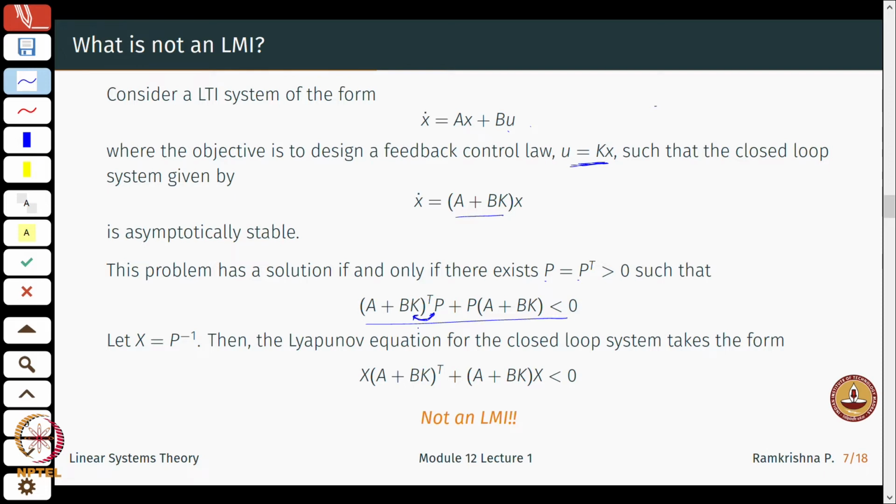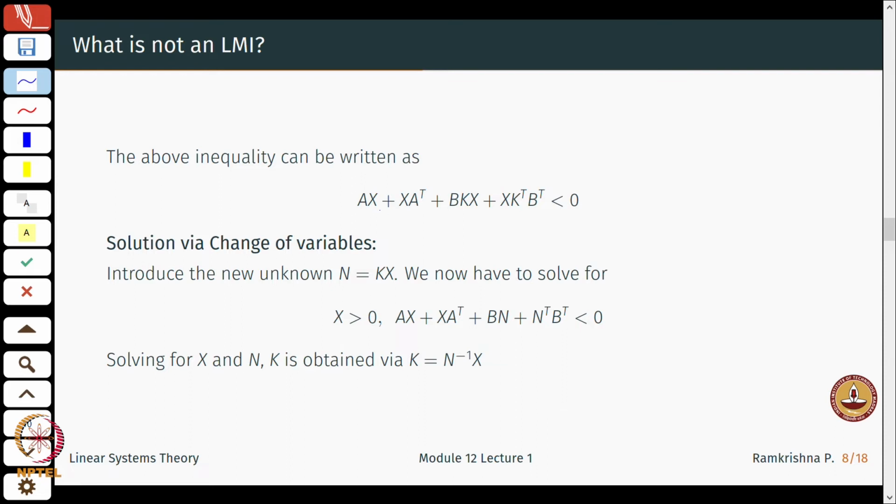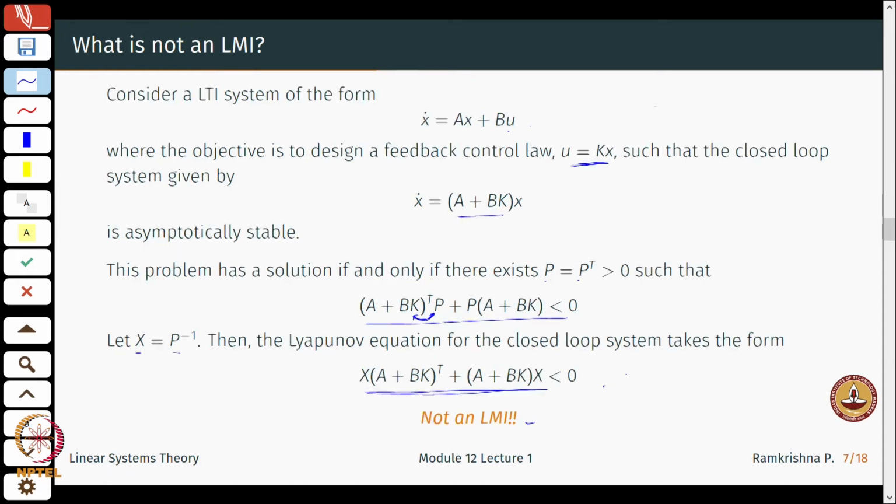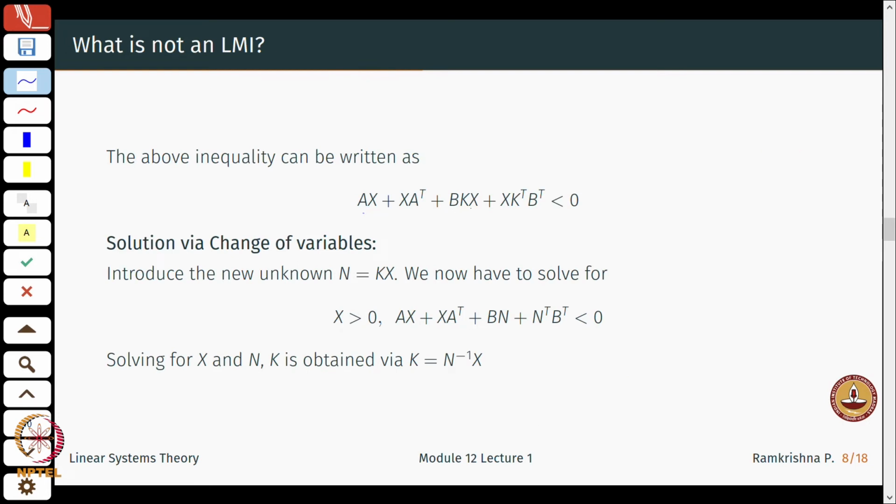Okay, so what do I do with equations like this? The first step that I will do is introduce another variable X as P inverse, and just substituting here and doing some manipulations, I get an expression like this. Okay, this is also not an LMI. So what do we do in situations like this? I can expand this inequality to write it as the following: AX plus XA transpose plus BKX plus XK transpose B transpose. So the unknowns again are X and K, and because of these cross terms, the linearity is lost. I can do a little trick here. I just do a change of variables and introduce a new unknown N simply as K times X. Once I do this, this K times X becomes N, this becomes N transpose, and I have a solution.